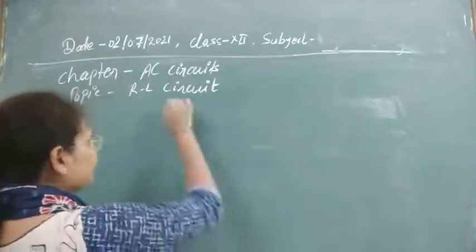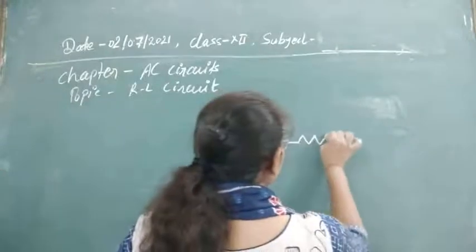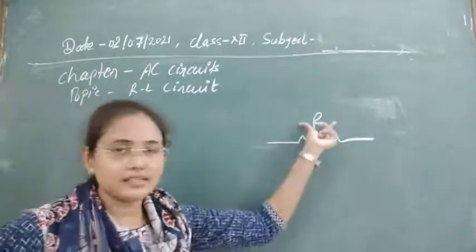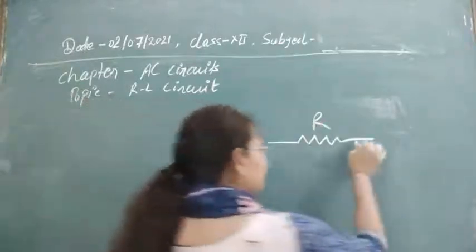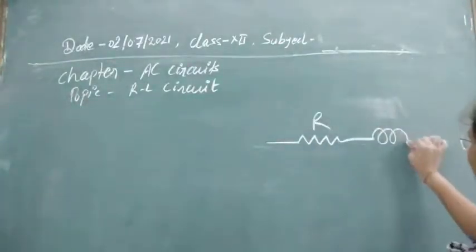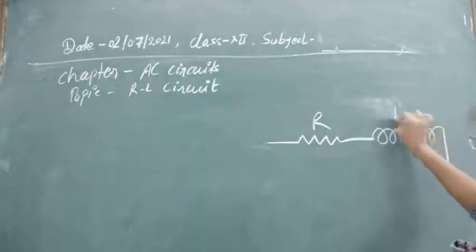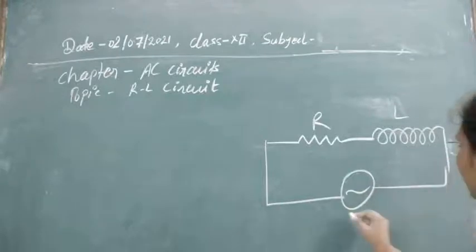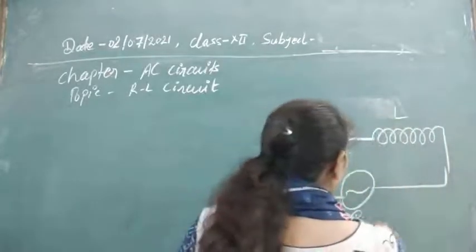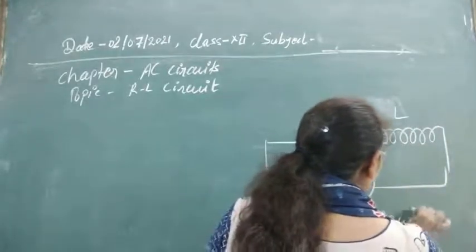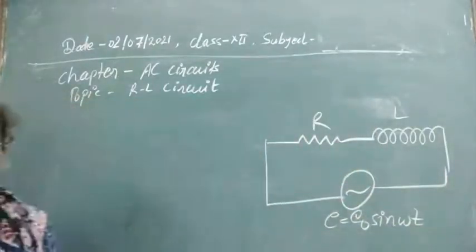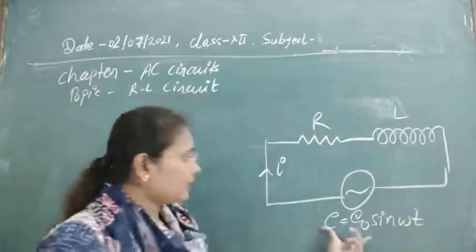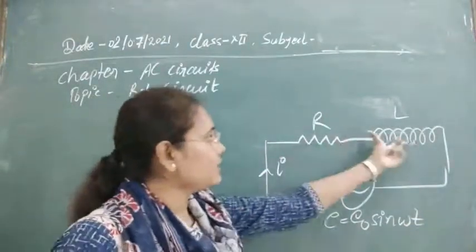For the series one, let us suppose that in our AC circuit we have a resistor of resistance R, connected in series with an inductor of self-inductance L, and these are connected to an alternating voltage with value E equal to E0 sin omega t. As the circuit is now complete, some current I will flow through the resistor and inductor.